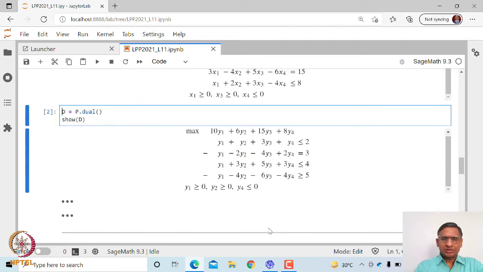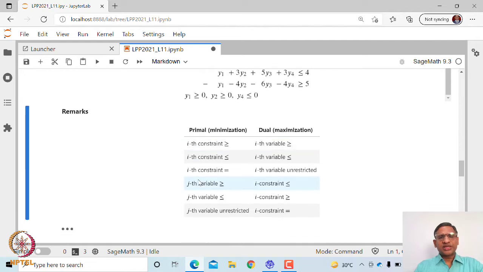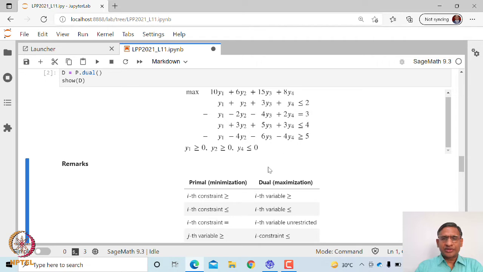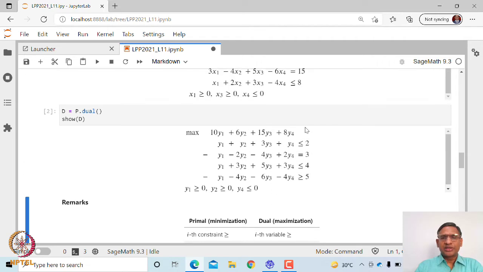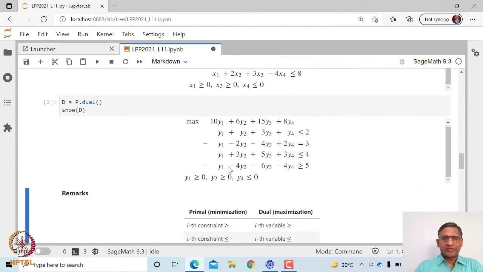Let me summarize these observations that we have made. Okay, so what are the observations here? In the primal and dual, if you look at the primal problem, if the ith constraint is greater than equal to, the ith dual variable, which in this case we have written as yi, will be greater than equal to. That's exactly the case. Look at, for example, the primal problem, the first constraint is greater than equal to, and then look at the dual variable y1, this is greater than equal to.